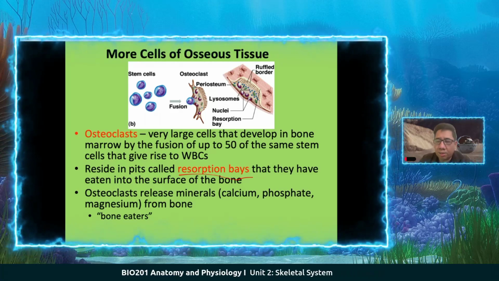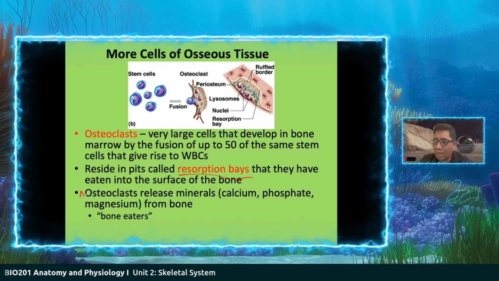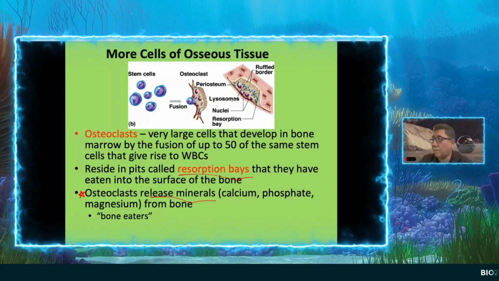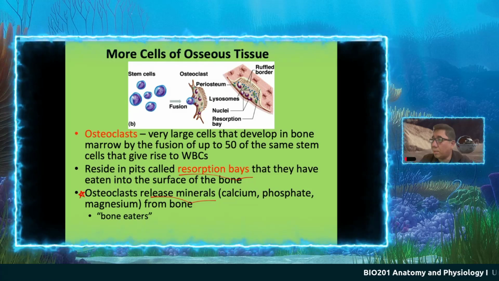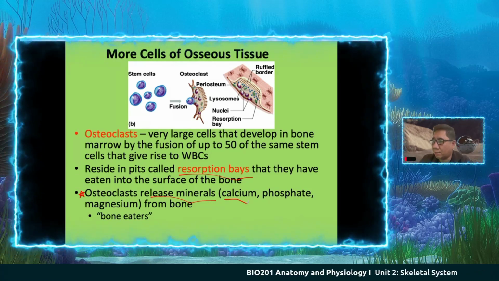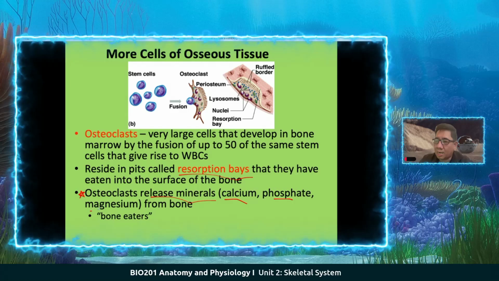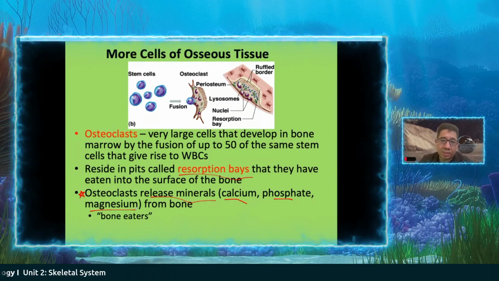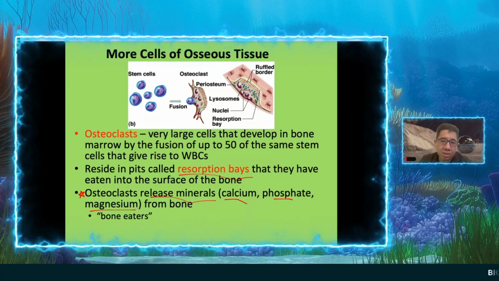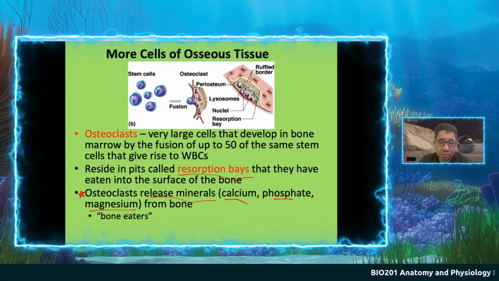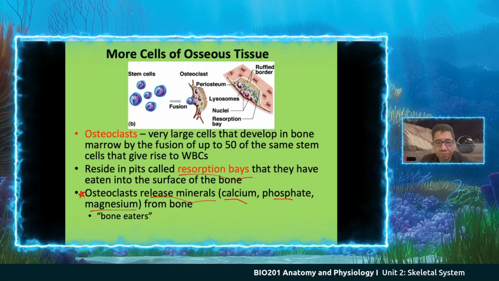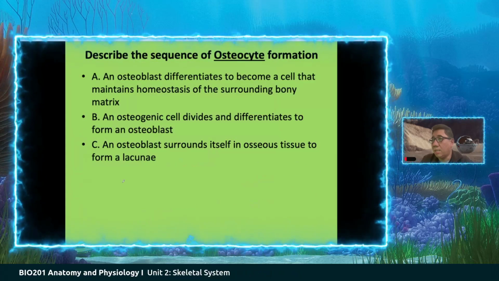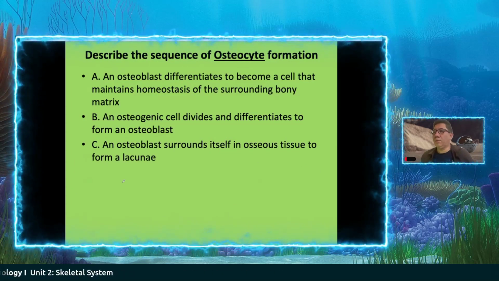The key thing osteoclasts do is release minerals from your bone. They break down your bone and release the calcium, phosphate, and magnesium in your bone when your body needs them, so that you can use some of it if you don't have enough. So think of them like bone eaters, breaking down your bones. So know what they do.